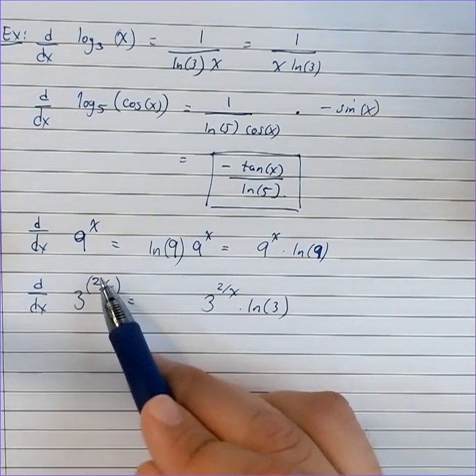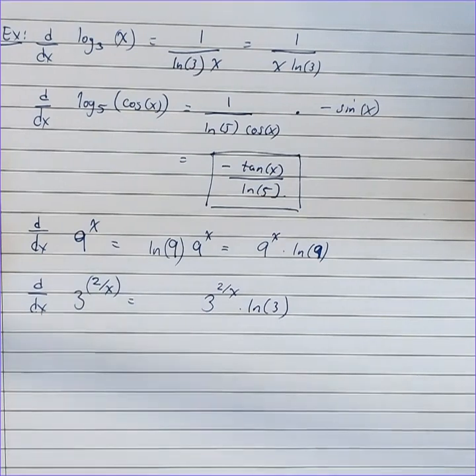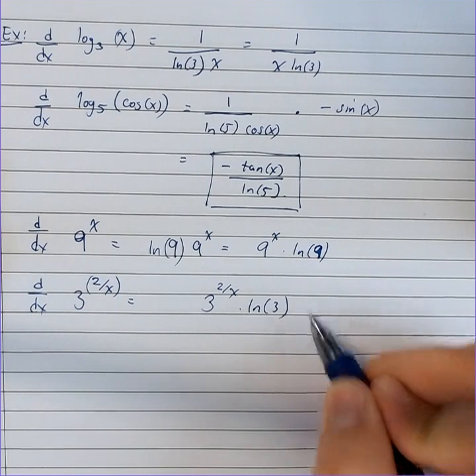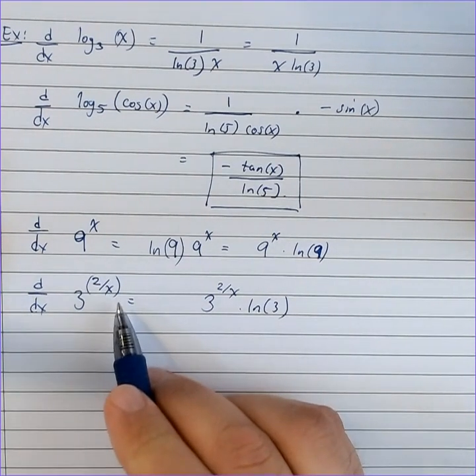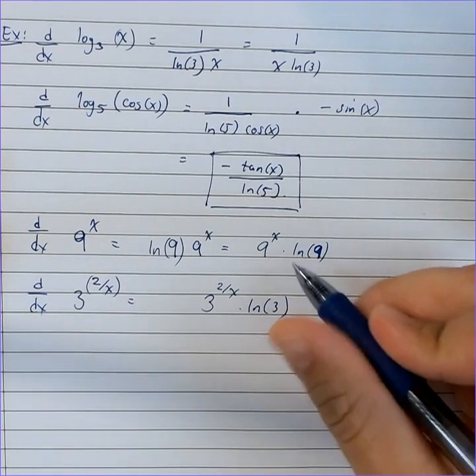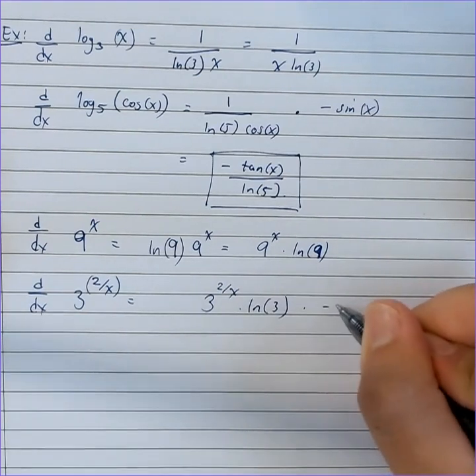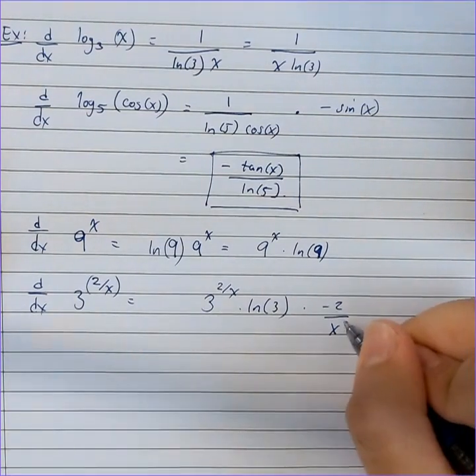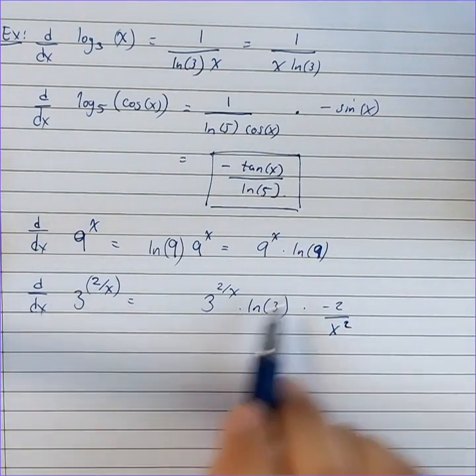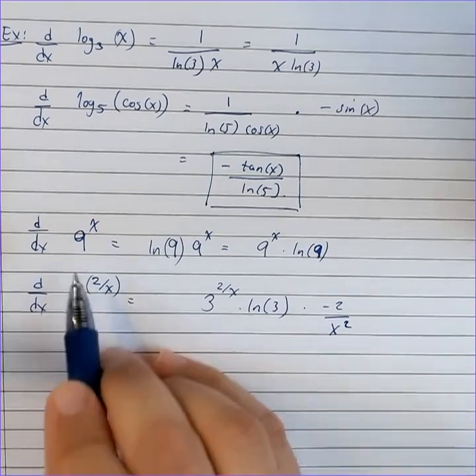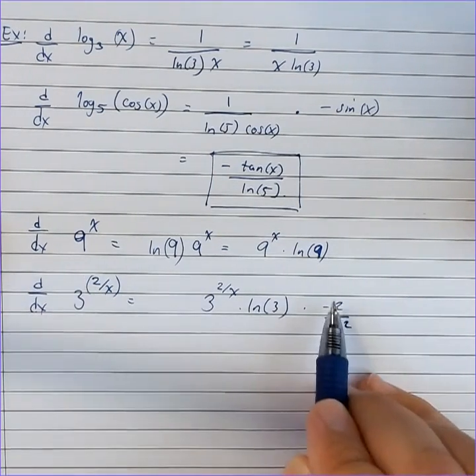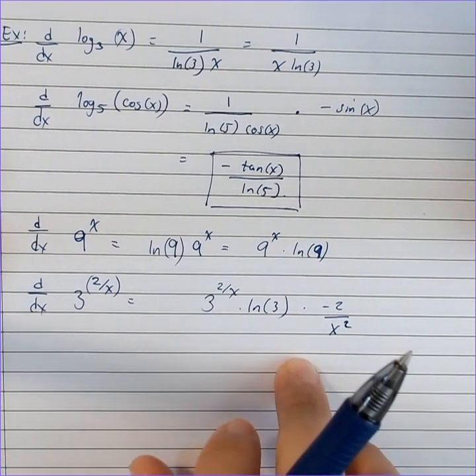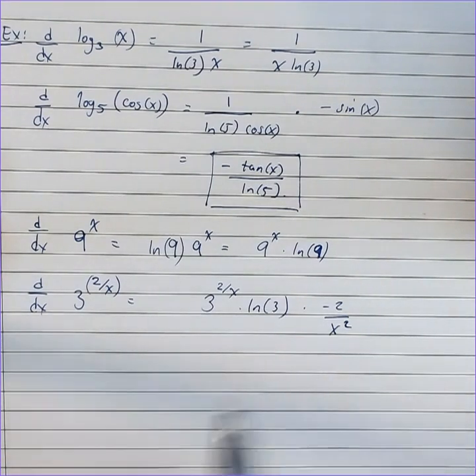But now, because this is something other than just x, we're going to need to use the chain rule. So now we're going to multiply that times the derivative of 2 over x, which is going to be times negative 2 over x squared. Remember, the derivative of 1 over x is negative 1 over x squared, and here the 2 is just a constant, which we can simply bring on down. And now, is there anything that simplifies here? No, it doesn't look like it.